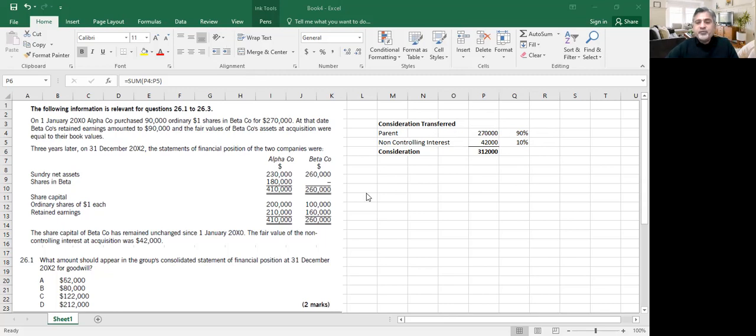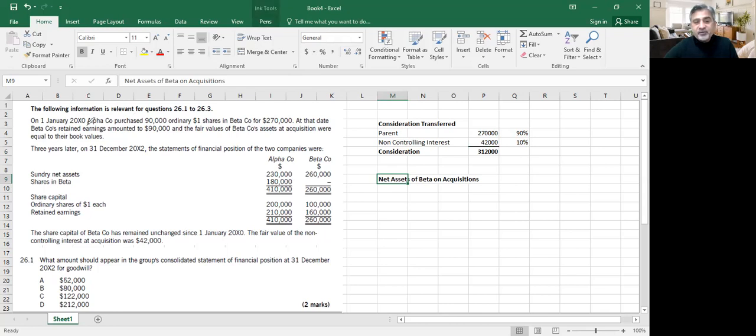Step number two, I need to find out net assets. And net assets of whom? Net assets of Alpha or net assets of Beta? Of course, we need net assets of Beta, because this is the company which we are buying. So what were the net assets of Beta? You should write it down very clearly so that your mind becomes clear: net assets of Beta on acquisition. I'm writing it down very specifically so that you do not get confused, because there are two dates which have been given to you.